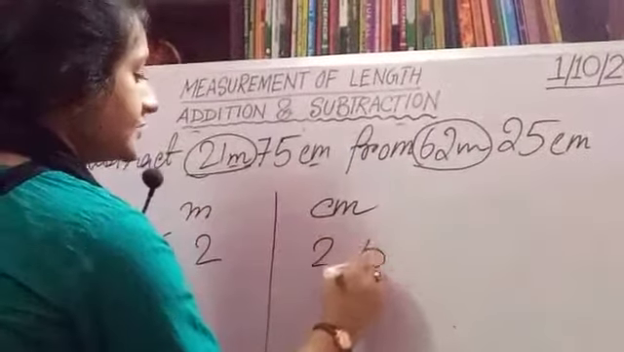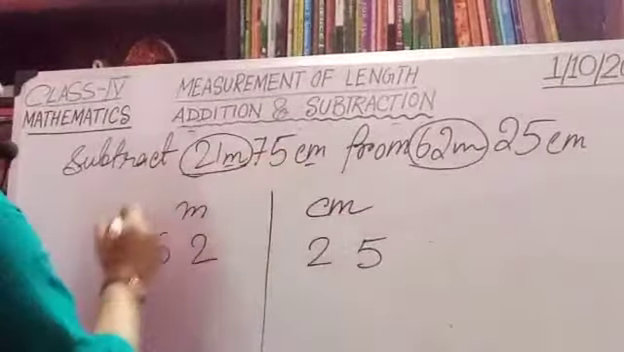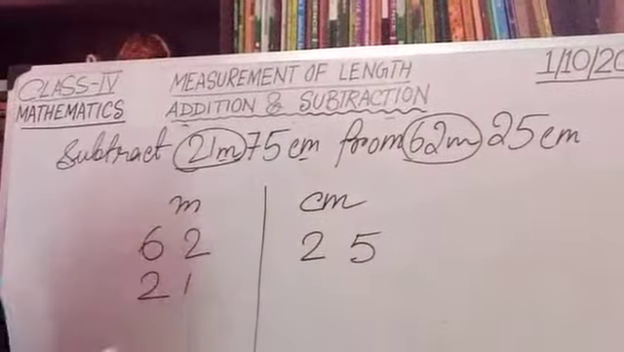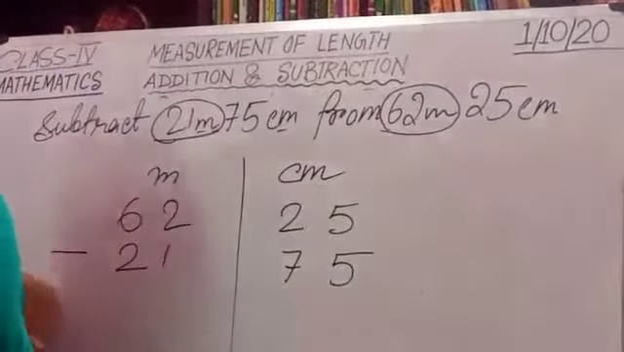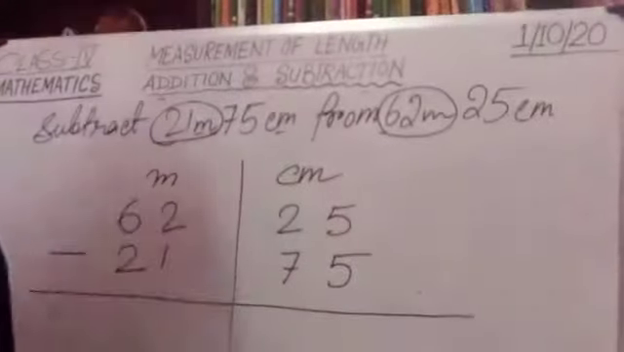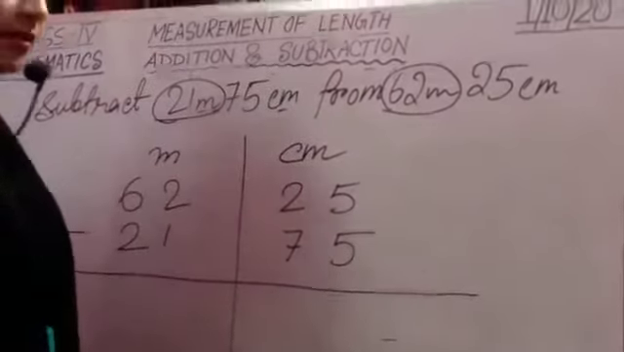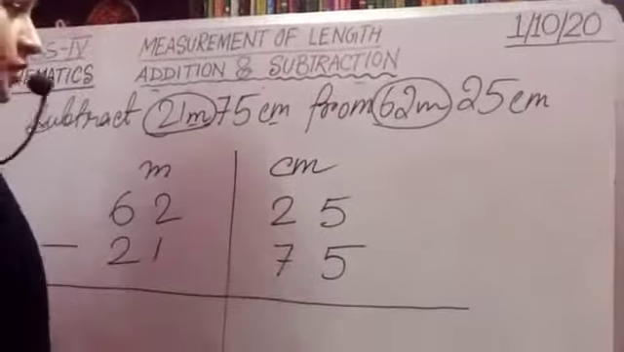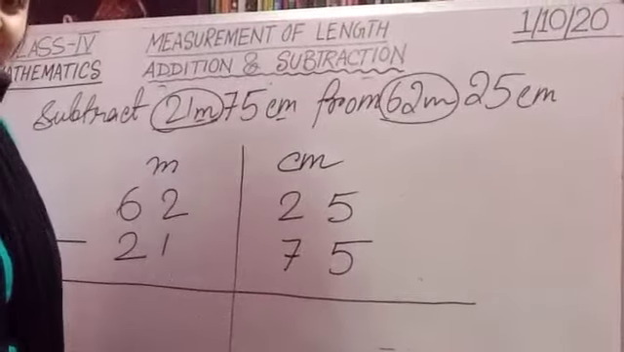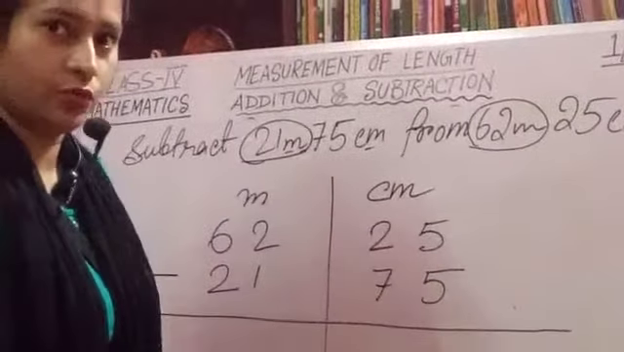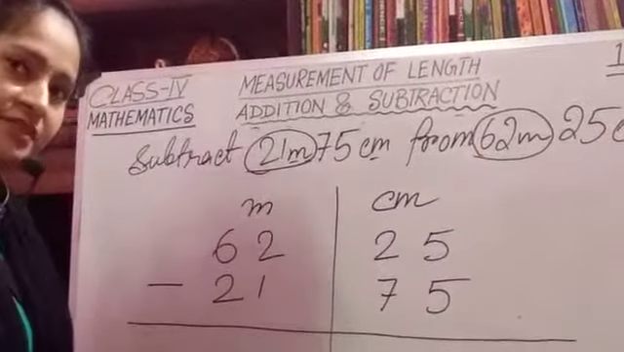25 in the centimeter compartment. Done. Now comes this one. 21 meter and 75 centimeter. The sign. Now I'll be subtracting. But children, have you observed one thing here? There is a problem. You can never subtract a greater number from a smaller number. I have told you just now. So how will you subtract 75 centimeter from 25 centimeter?